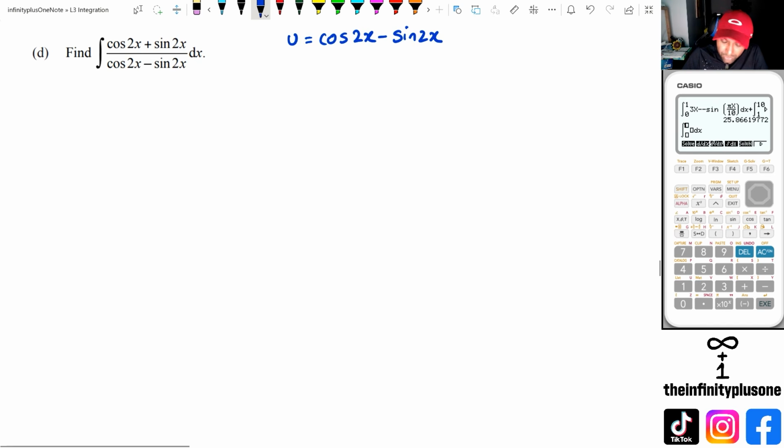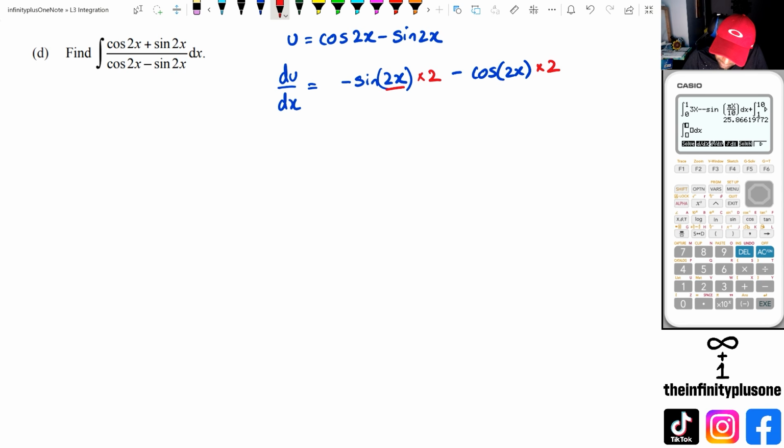So if I do u as cos 2x minus sine 2x, then du over dx would become, what is it? Differentiation of cos is negative sine. So that's going to become negative sine 2x, and I'd have to multiply by the differentiation of the 2x, which is 2. Then I've got minus sine 2x. If I differentiate minus sine, I am going to get negative cos 2x. And of course, I've got to multiply this by 2 as well, because that's the differentiation of this.